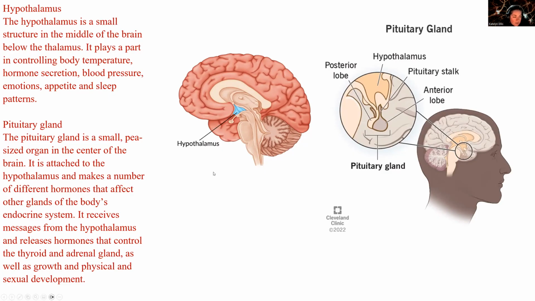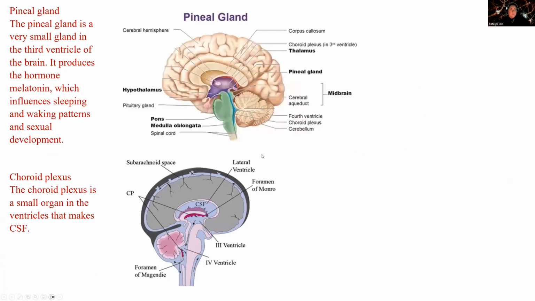It's a small pea-sized organ in the center of the brain. It's attached to the bottom of the hypothalamus and makes a number of different hormones that affect other glands of the body's endocrine system. It receives messages from the hypothalamus and releases hormones that control the thyroid and adrenal gland, as well as growth and physical and sexual development.